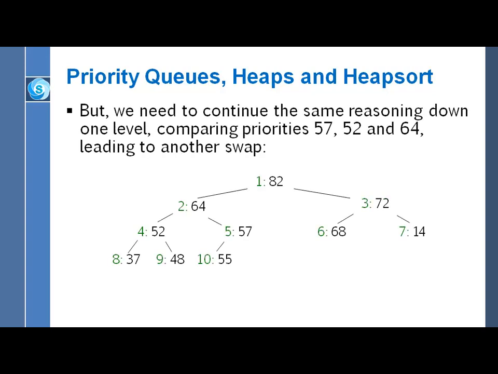Okay, and there it is. That's how things look after that swap, but we have to be careful. We now proceed to compare the node at position 5 with its child nodes. Well, there's in fact only one child of the node at position 5, namely the node at position 10. And we quickly see that things are okay here, right? The node at position 5 has priority 57. The node at position 10 has priority 55. So we don't need to swap those two, okay?